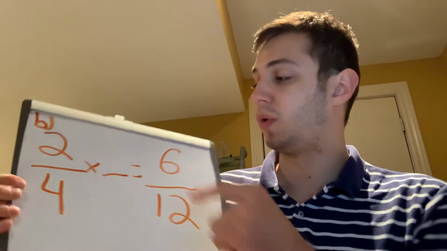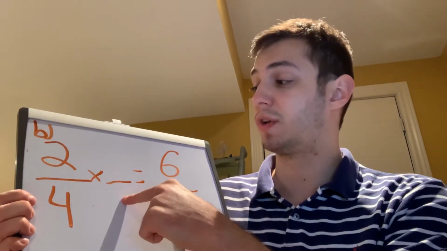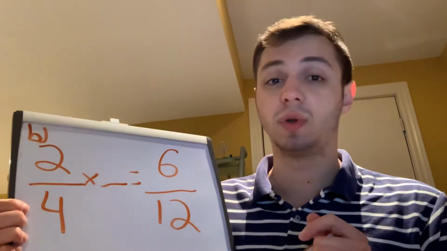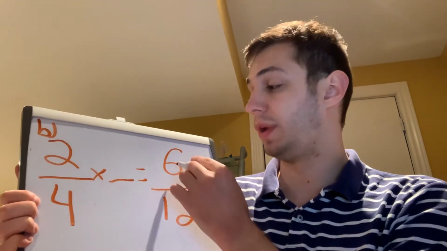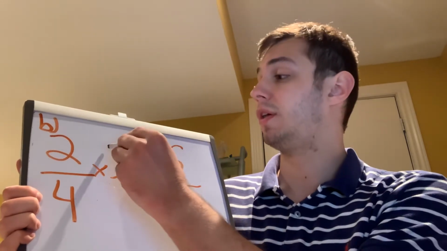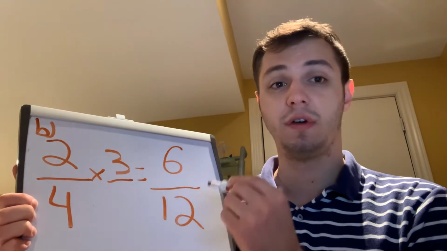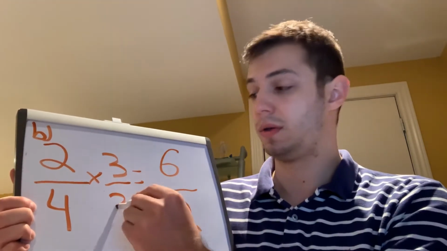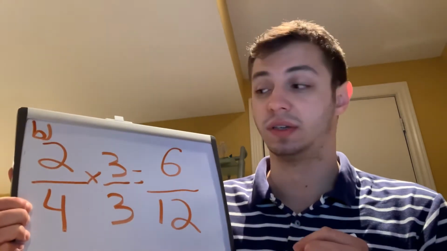So what we have to figure out is what we're multiplying by. We want these to be the exact same number for the top and the bottom. That will tell us that these fractions are equal. So 2 multiplied by what number will give us 6? 3. And then 4 multiplied by what number will give us 12? Also 3. So now we know that both of these fractions are equivalent.